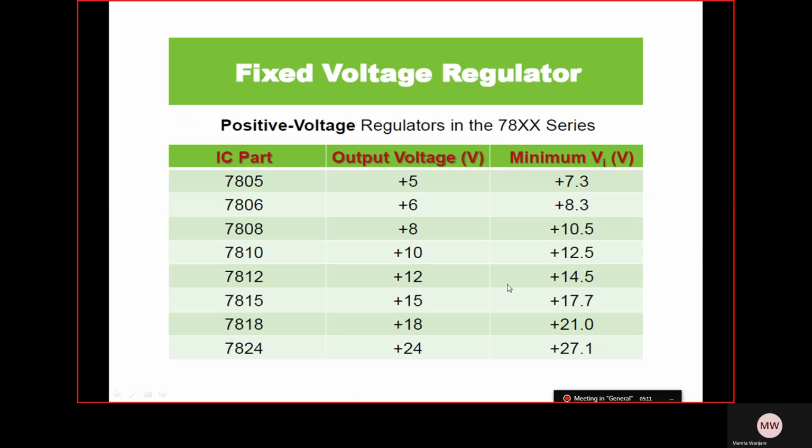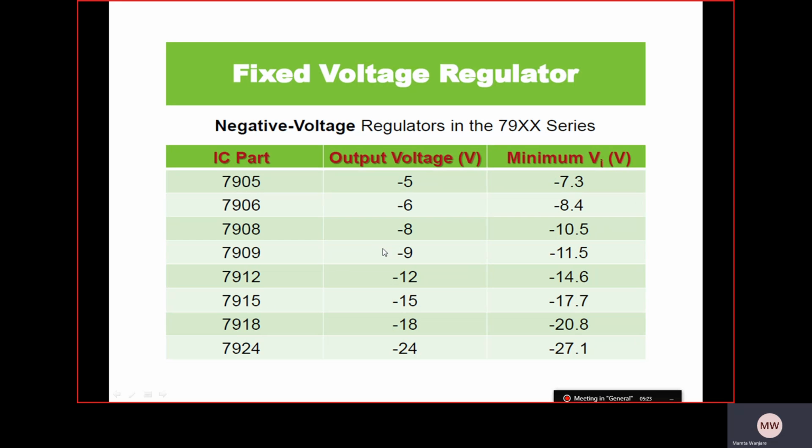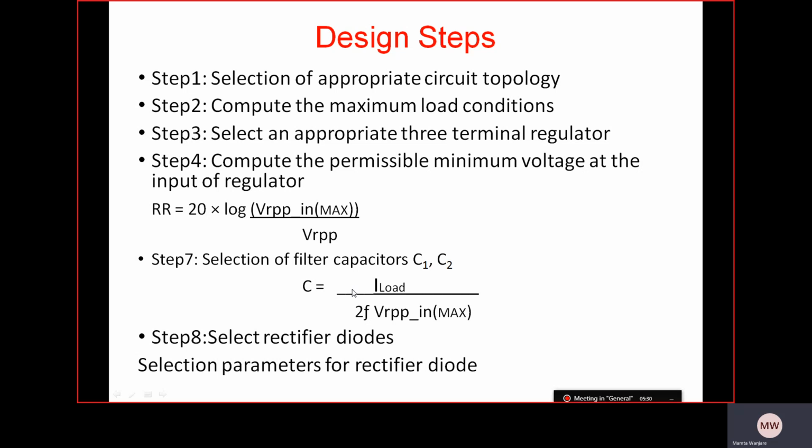There are fixed voltage regulator ICs also available. For fixed positive voltage regulator IC we use the 78 series. These different 78 series are available, and for negative voltage supply we select the 79 series. Let us see the different design steps.